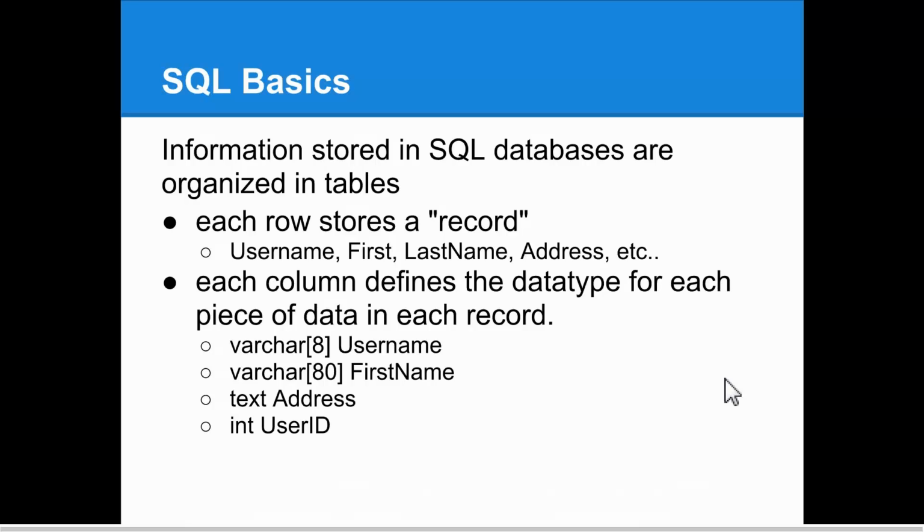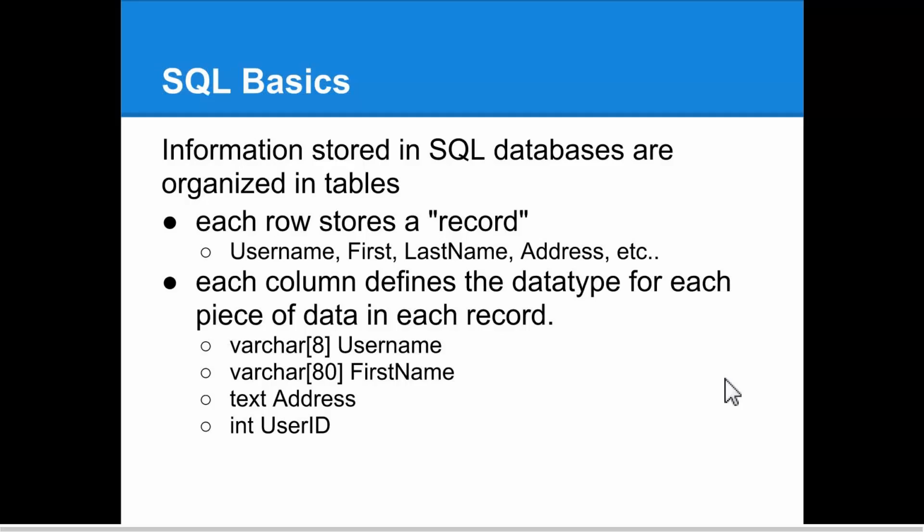So information stored in SQL databases is organized in tables. Each row is referred to as a record. So for a user record, you perhaps have the username, first name, last name, address, etc. And each one of these values is defined in a column. So the columns define the data types for each piece of data in each record.